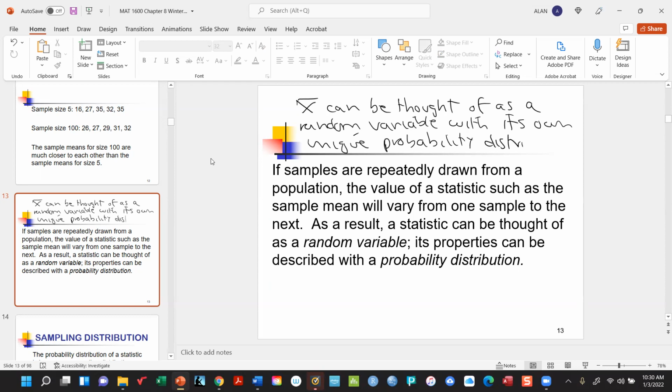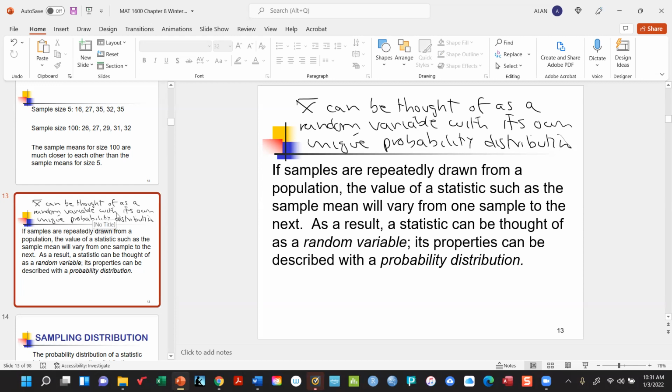And that being the case, I can ask questions like this. What's the probability that the mean that I observed with this sample is at least 45, let's say, or less than 19? I can actually calculate probabilities for my sample means given this probability distribution. Now, that's what this is all about.